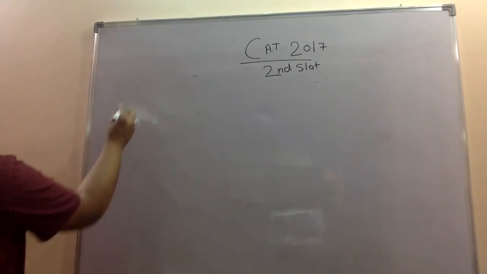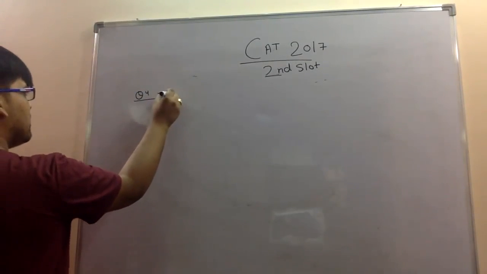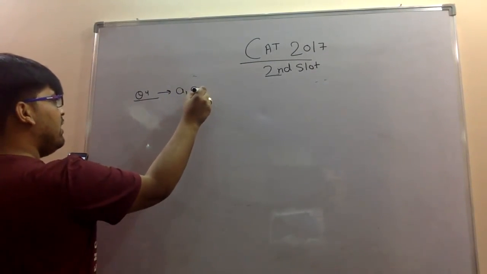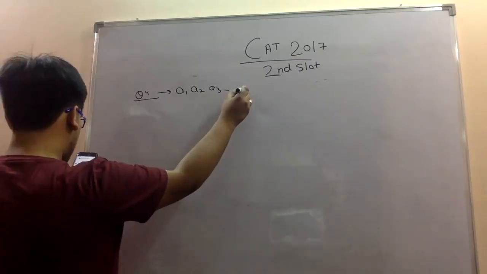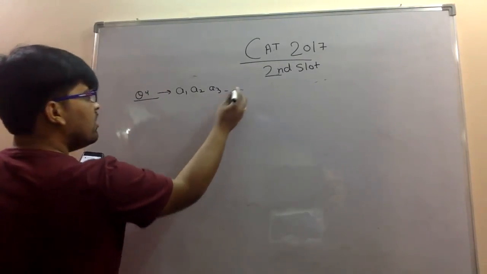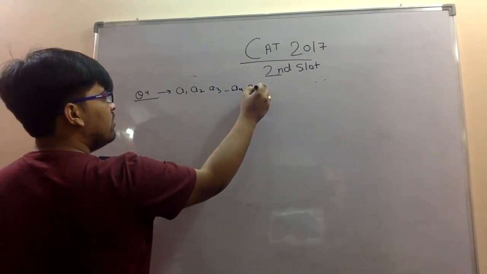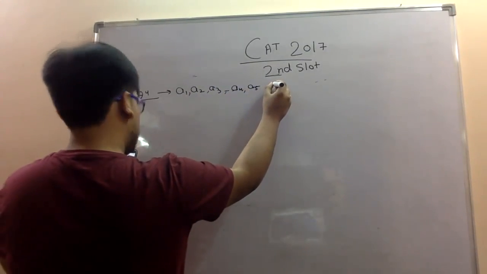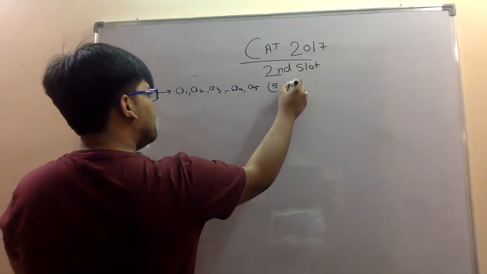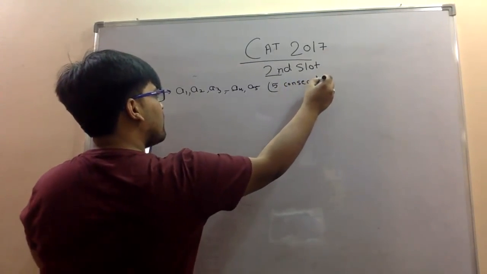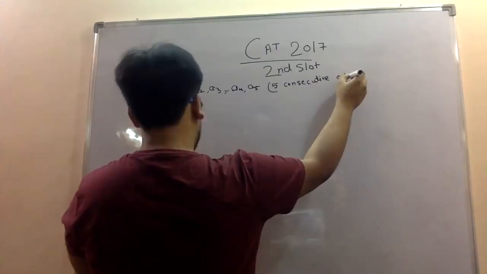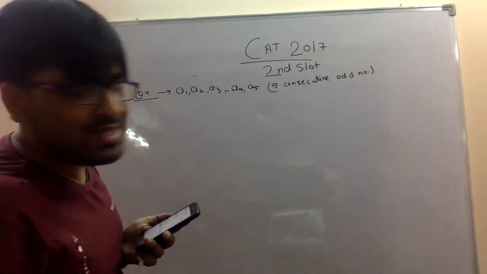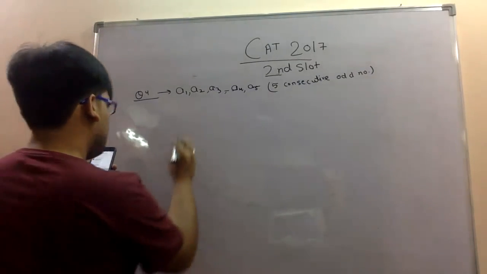Question 4 is based on the same concept, CAT 2017 second slot. If A1, A2, A3, A4 and A5 are a sequence of 5 consecutive odd numbers, these are 5 consecutive odd numbers, ये पांचों कैसे हैं, consecutive odd numbers है.